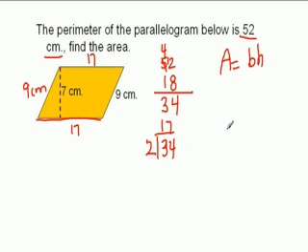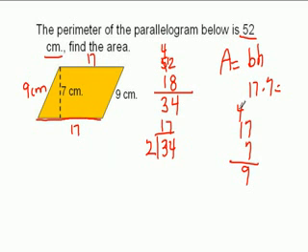So now we know the base. So the base is 17. The height is 7. So 7 times 17. 7 times 7 is 49. Carry your 4. 7, 8, 9, 10, 11. So the area is 119 centimeters squared.